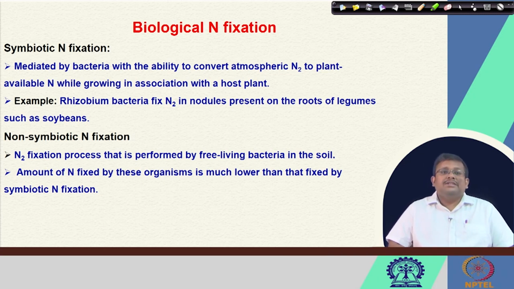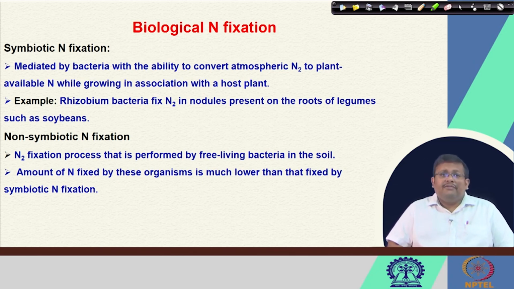Now, symbiotic nitrogen fixation is basically mediated by bacteria with the ability to convert atmospheric nitrogen gas to plant available nitrogen while growing in association with a host plant. So, there is always a symbiotic relationship between certain species of rhizobium bacteria and a specific leguminous plant. In this relationship, these nitrogen fixing bacteria convert atmospheric nitrogen into available nitrogen, and this is used by the host plant. For example, rhizobium bacteria fix nitrogen in nodules present in the roots of leguminous plants such as soybeans.